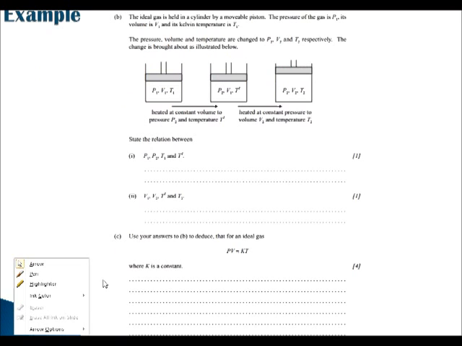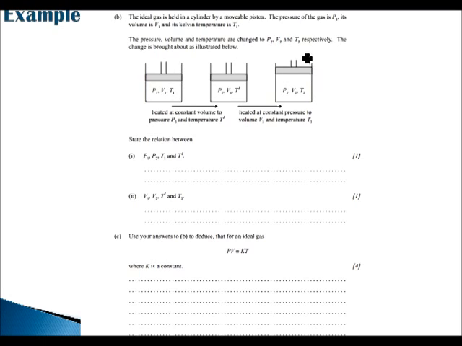The last problem. Now this problem, we have an ideal gas held in a cylinder by a movable piston. The pressure of the gas is P1, its volume is V1, and its Kelvin temperature is T1. The pressure, volume, and temperature are changed to P2, V2, and T2 respectively. The change is brought about as illustrated below. So P1 V1 T1, P2 V2 T2.